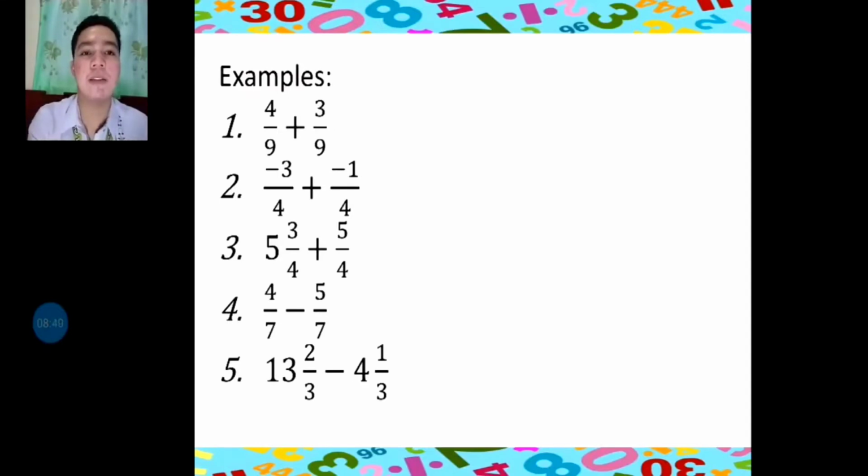Example number 1, 4 over 9 plus 3 over 9. What you're going to do is add the numerator, 4 plus 3, then copy the denominator, 9. We have 4 plus 3 over 9 is 7 over 9. That will be our answer. For number 1, 4 over 9 plus 3 over 9 is 7 over 9.